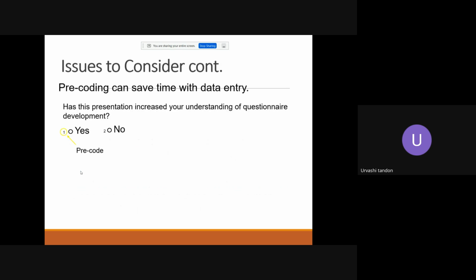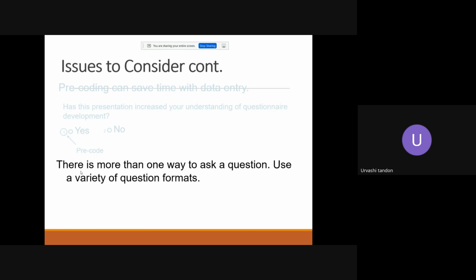Now, pre-coding saves time with data entry. So always try to pre-code. Always give code one to yes and two to no, that is pre-coding. There is more than one way. You can use a variety of question formats.